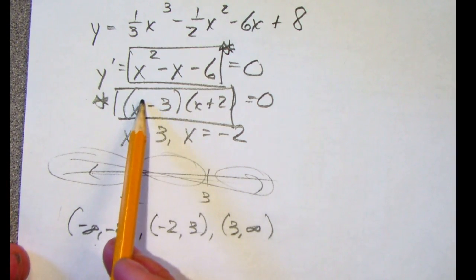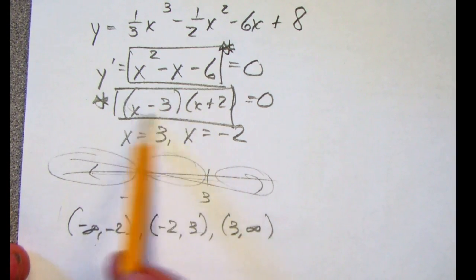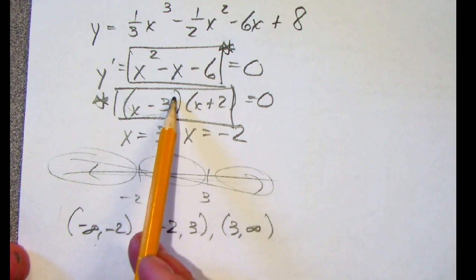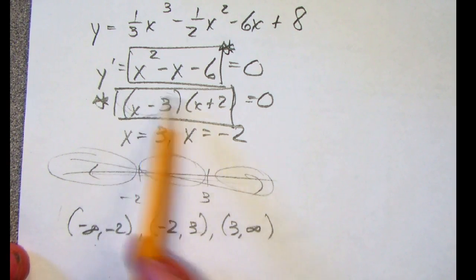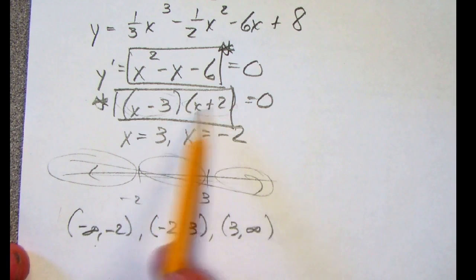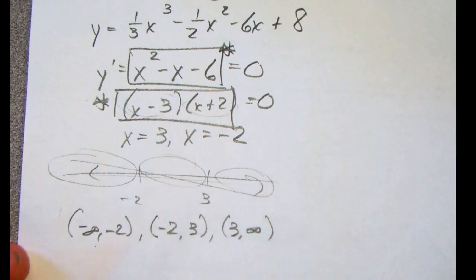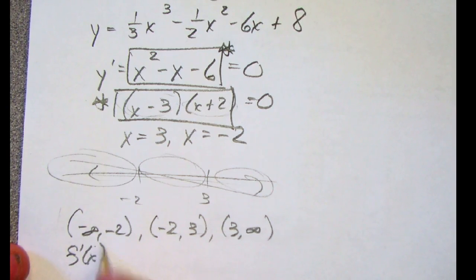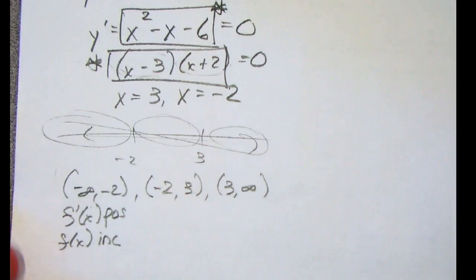Negative 10 would make this term negative 13 to be specific, but I just care that it's negative. Negative 10 for x would also make this term negative. So negative times a negative is a positive. So f prime of x is positive, which means f of x is increasing.